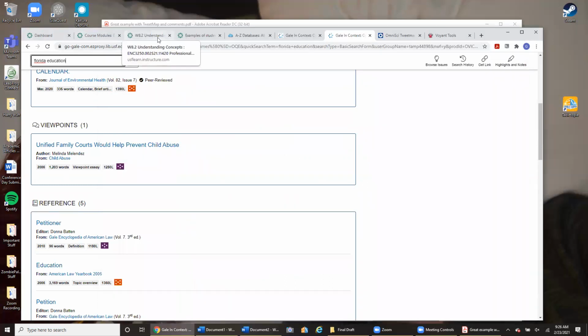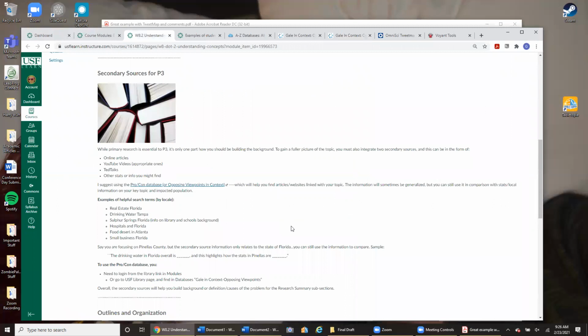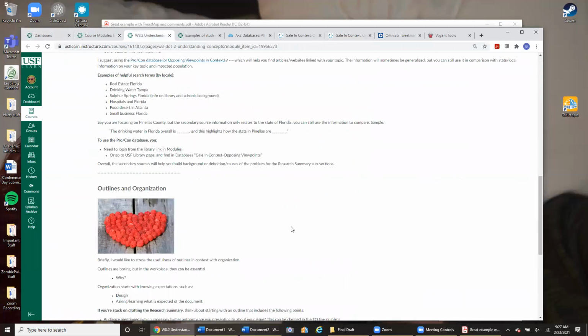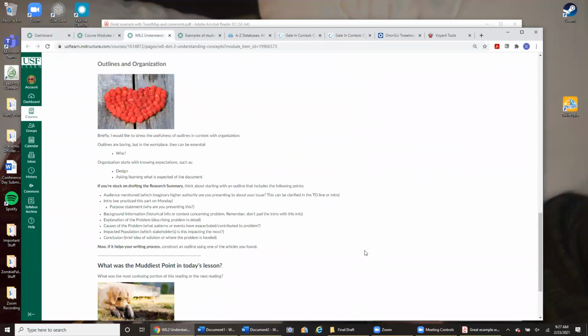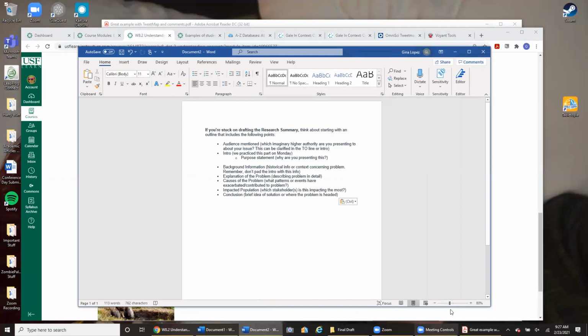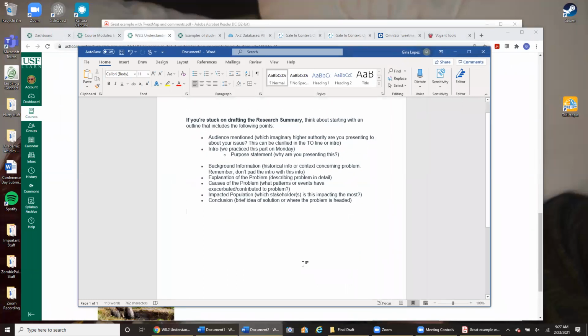So those are ideas for secondary sources that are required for the research summary. And then the last part of understanding concepts is thinking about outlines. And I'm going to repeat it again. This is a writing course. So sometimes we are going to talk about writing basics that maybe make you roll your eyes.